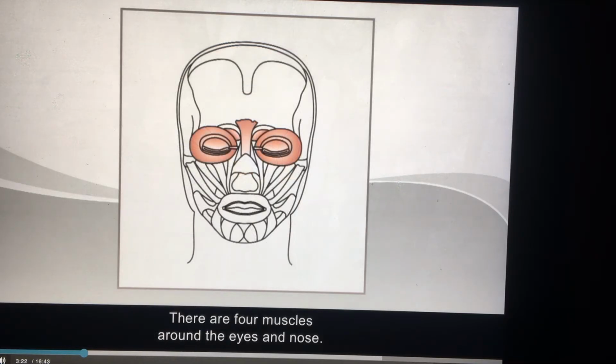There are 4 muscles around the eyes and nose. The corrugator muscle between the eyebrows draws them in and downward. The levator palpebrae superioris, which is located above the eyelids, raises the eyelids. The auricularis oculi circles the eye socket and functions to close the eyelid. And finally, the procerus muscle, between the eyes and across the bridge of the nose, draws brows down and can wrinkle the bridge and nose area.